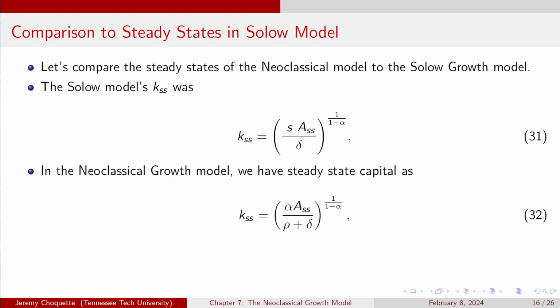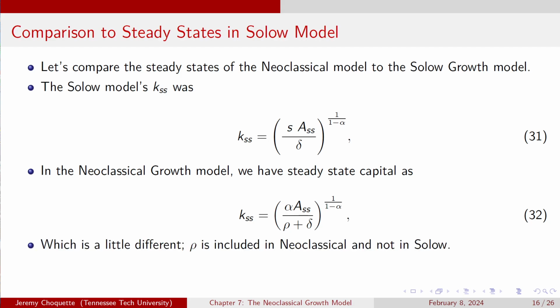So you got alpha times A over rho plus delta. Alpha and A are good. Rho and delta are bad. Rho goes up, you get more impatient. And if you get more impatient, right, you want to consume more today and you want to save less because you don't care about the future as much anymore. So if you want to consume more and you want to save less, that's fine. You buy less capital. And if you're buying less capital, well, then steady state capital falls.